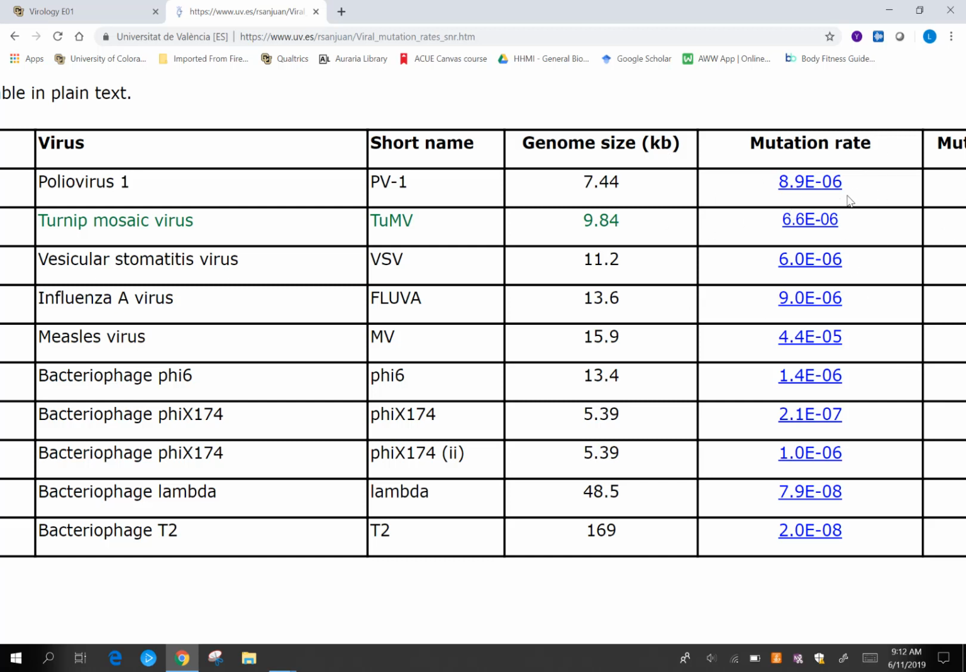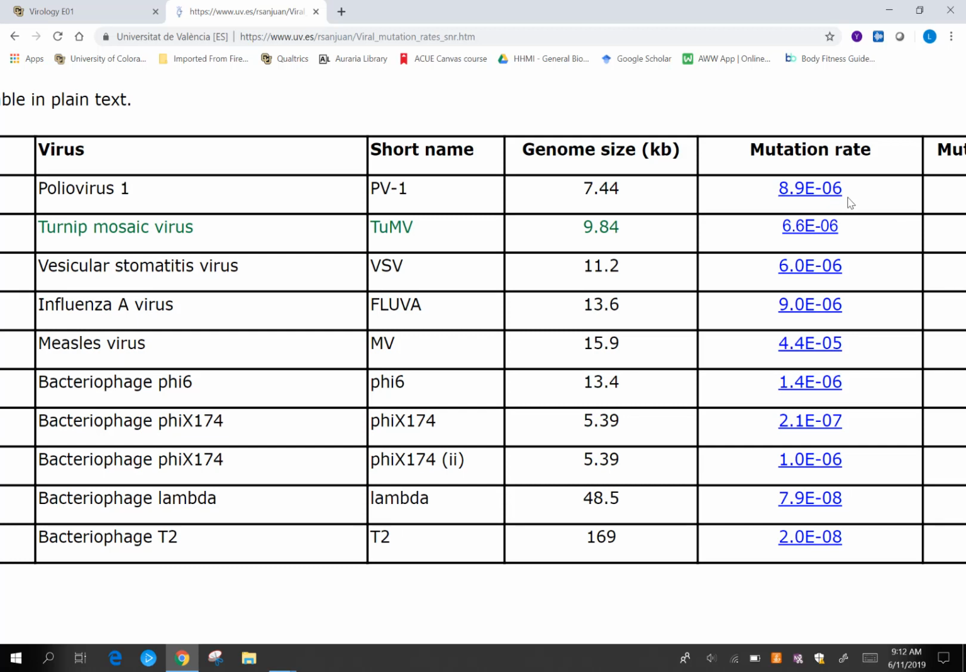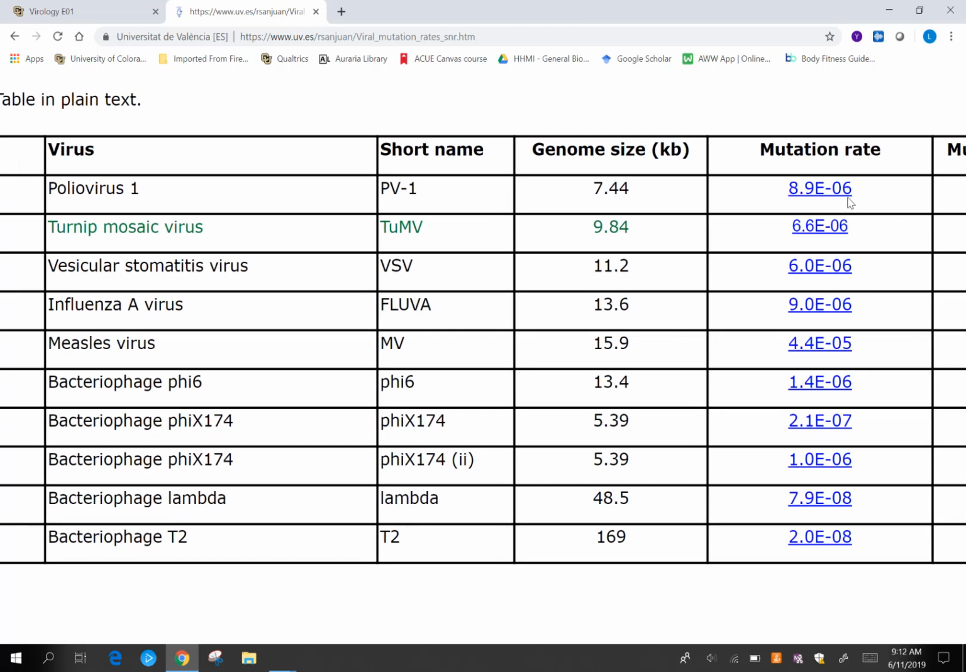So 9 times 10 to the 6th is almost in every one. How many zeros? 1, 2, 3, 4. So for every, sorry, I'm not explaining this very well. 1 in every 1 million nucleotides, there'll be a mutation rate for poliovirus or for influenza.